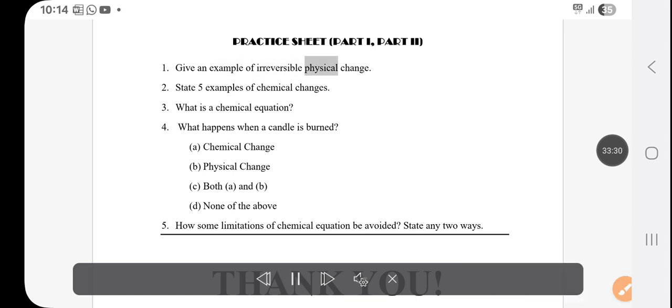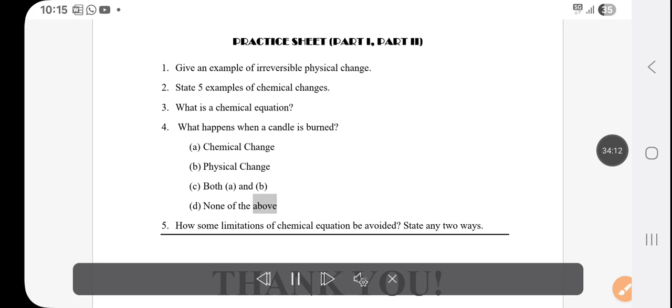Example of an irreversible physical change, like a physical change which is not reversible, we cannot reverse it. State 5 examples of chemical changes. What is a chemical equation? What happens when a candle is burned? Chemical change, physical change, both A and B, none of the above. It is an MCQ type question.